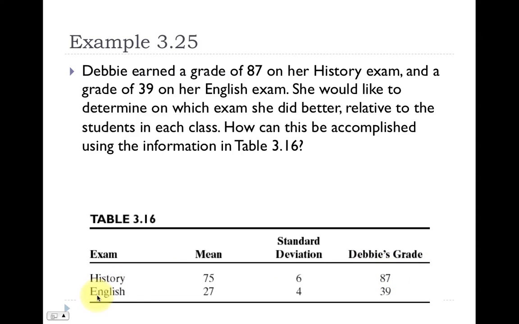In English, the class mean was 27, the standard deviation was 4, and Debbie got a 39. So we're going to calculate her z-score in the English class as well. So there'll be two z-scores, a z-score for the score of 87 and a z-score for the score of 39. So the two raw scores will have associated z-scores.